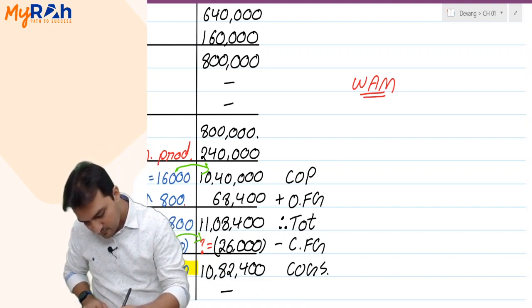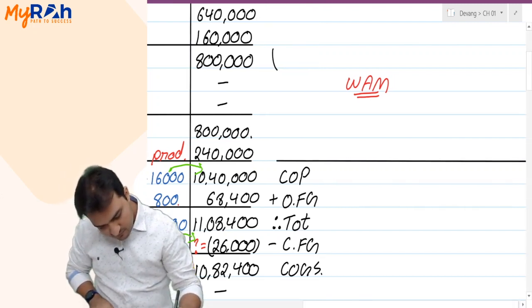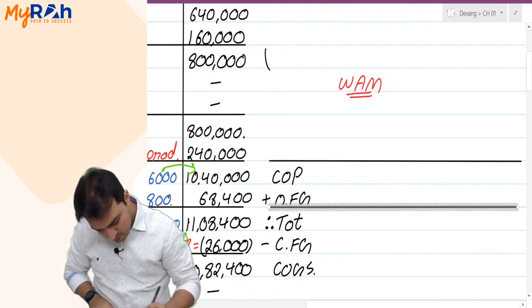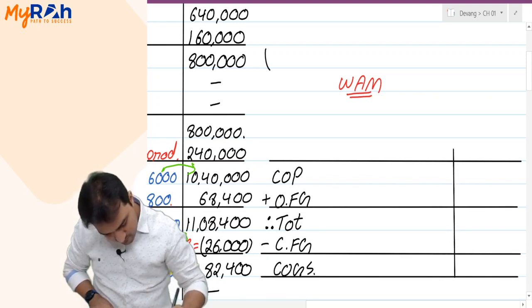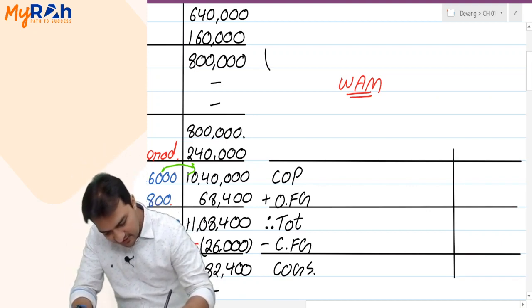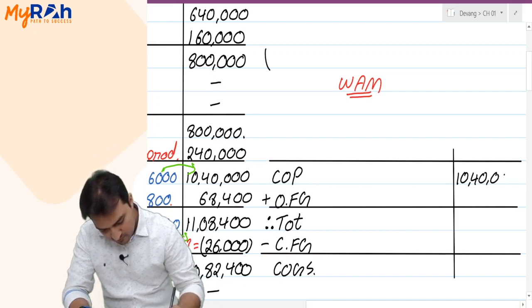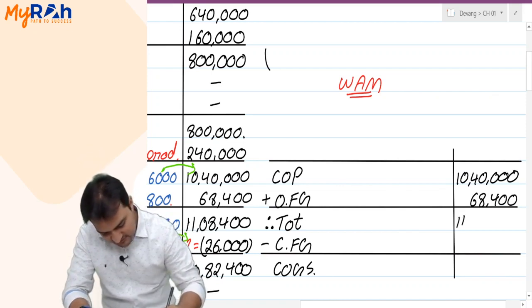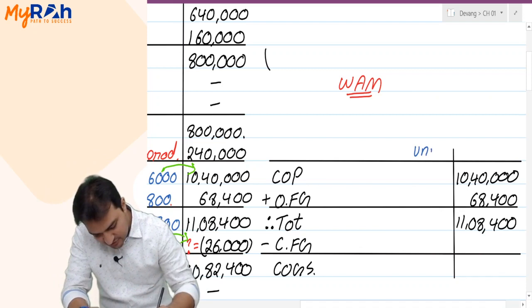So my cost of production was 10,40,000. Opening FG was 8400. That made the total as 11,08,400.